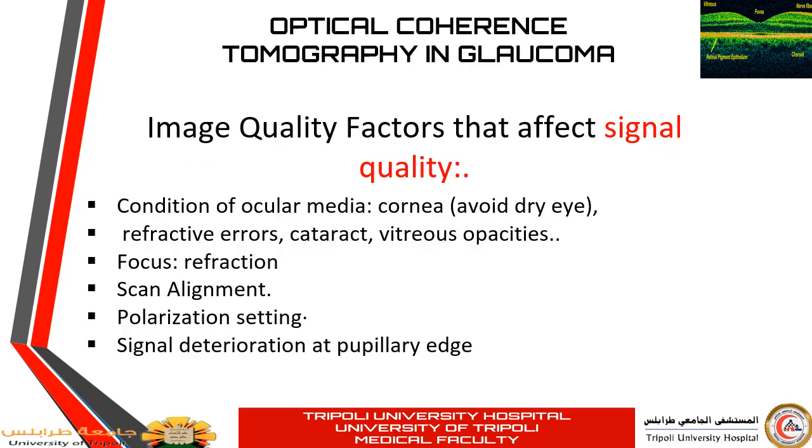So what are the factors that lead to poor image signals? Number one, as I mentioned, patient artifacts or problems including the cornea, for example dry eyes, patients with refractive errors or vitreous opacities. High refractive errors will give you a poor signal intensity, and also a small pupil will give you poor image quality. So it is mandatory to dilate your patient before you do your OCT.